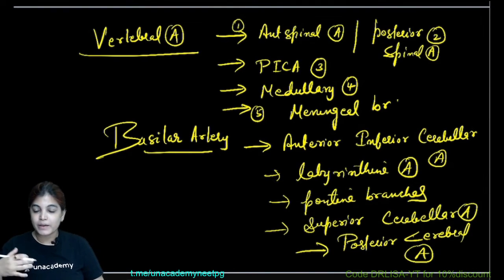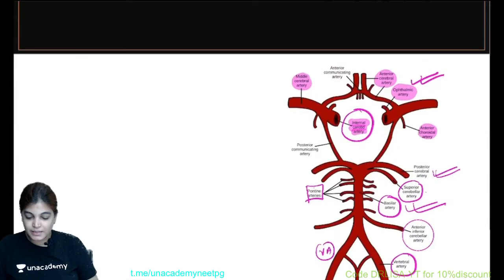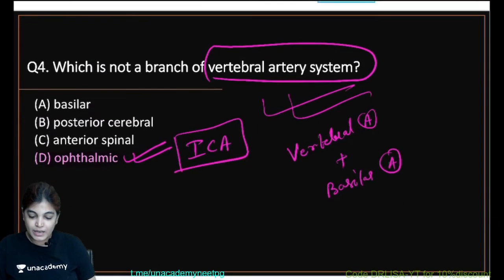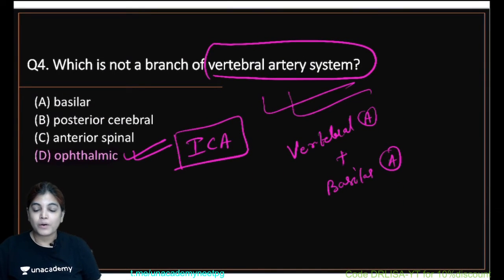Okay, so we have already marked the correct answer as in the diagram, that the ophthalmic artery is the branch from the internal carotid artery and it is not a branch of the vertebral arterial system.